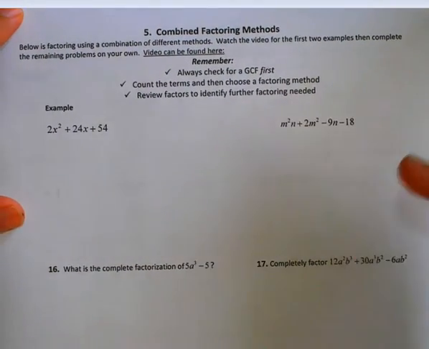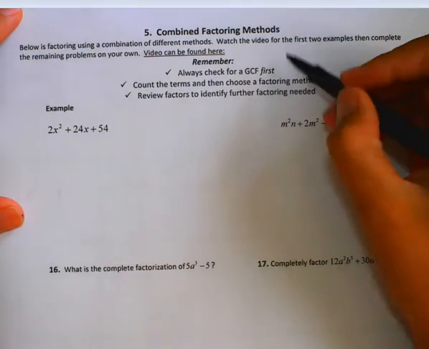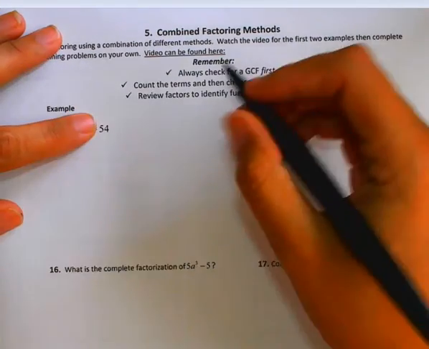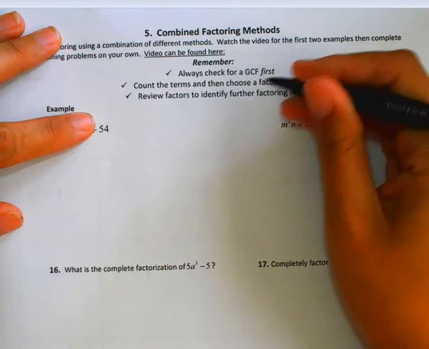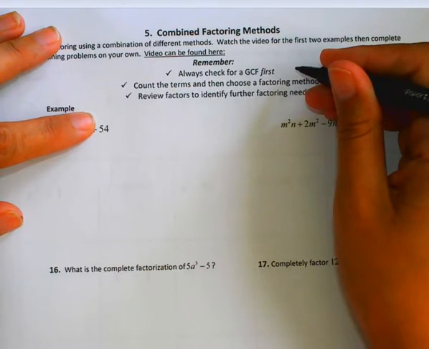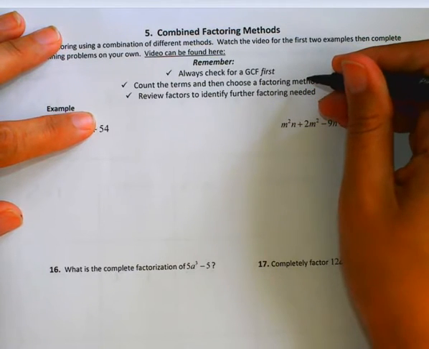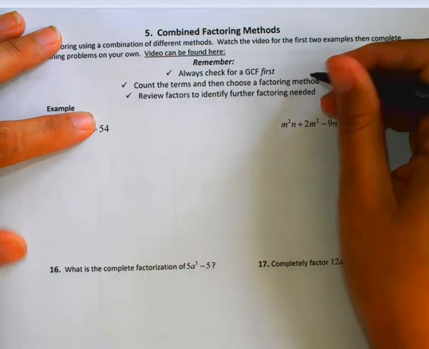Okay, let's first just take a look at things that we want to remember. First thing we want to remember is we always want to check for a GCF. No matter what, that should be your very first step. Always check for a GCF. The next one, we want to count the number of terms.